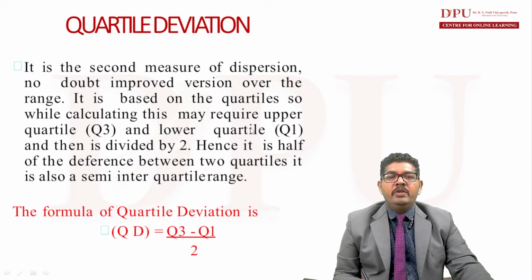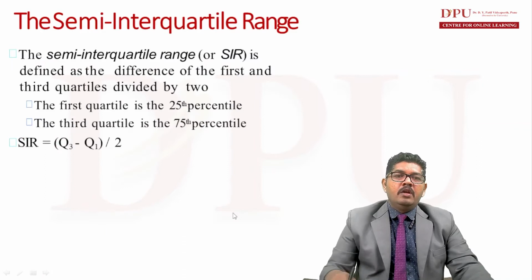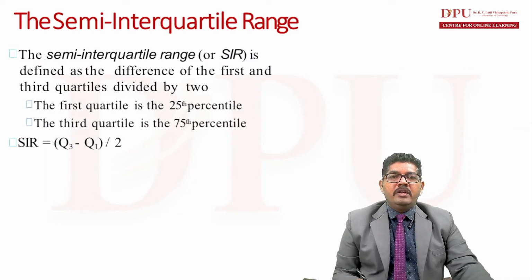So calculation of quartile deviation will require Q3 and Q1, and then it is divided by 2. So hence it is half of the difference between two quartiles. It is also called the semi-interquartile range. So quartile deviation is equal to Q3 minus Q1 divided by 2. So interquartile range divided by 2 is the quartile deviation. So semi-interquartile range or quartile deviation is defined as the difference of the first and the third quartile divided by 2. So first quartile is the 25th percentile, because 25% of the observations have value less than Q1.